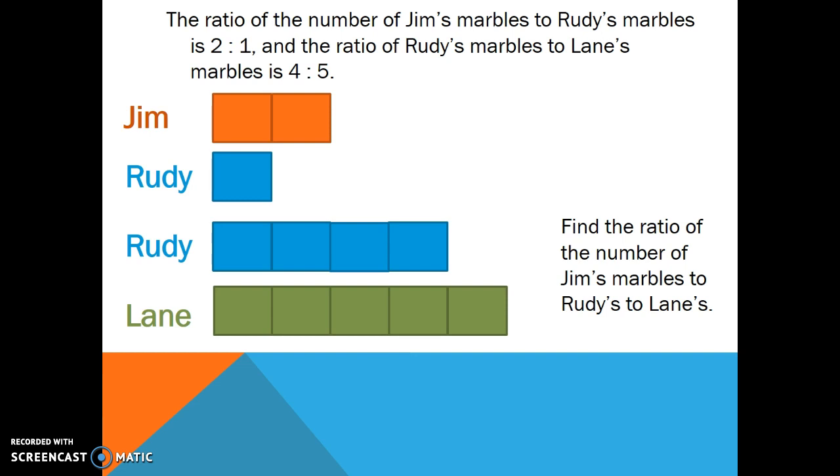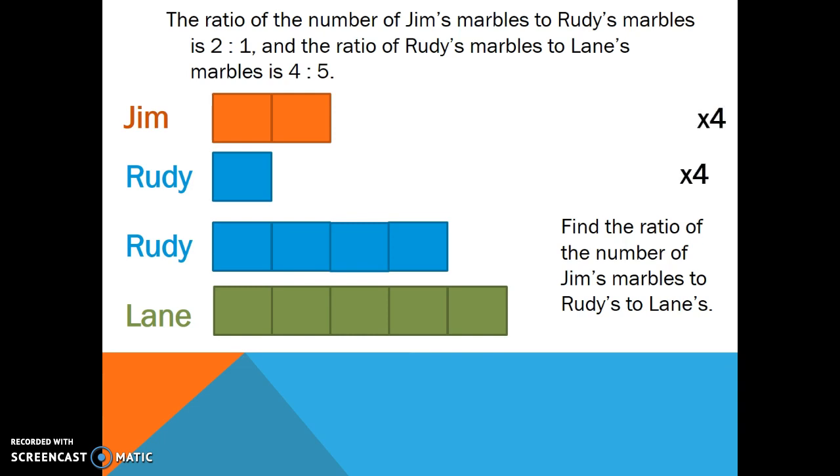Okay, so letter A says find the ratio of the number of Jim's marbles to Rudy's to Lane's. Okay, so in the first scenario, we have Jim and Rudy with a ratio of 2 to 1. And in the second scenario, we have Rudy and Lane. Rudy has 4 units, Lane has 5. So hopefully you remember that we need Rudy's units to be the same in both scenarios so that we can compare Jim to Rudy to Lane. So let's find an equivalent ratio where Rudy's units equal 4 in that top scenario.